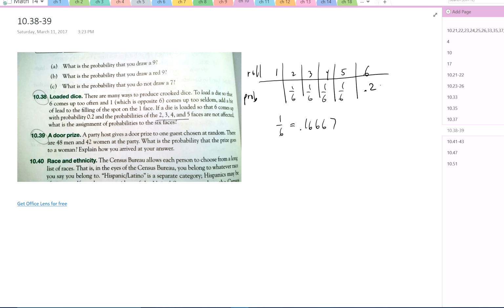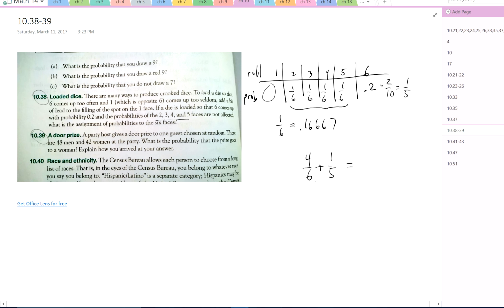1/6, and 0.2 is actually 2 out of 10, 2/10, or 1/5. So then I have to figure out what fraction the 1 is. So I have to add up all these fractions and then figure out what the 1 has to be so that they all add up to 1. So this is 1/6, 2/6, 3/6, 4/6. That's these guys. Plus 1/5. Let's add those fractions together. I know you guys love adding fractions.